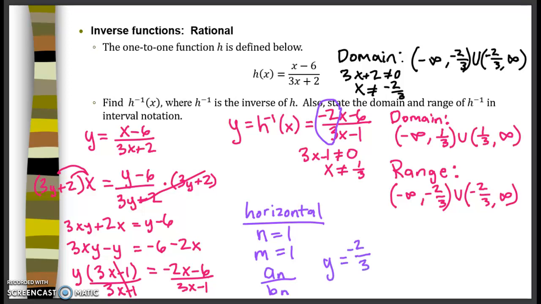So it doesn't, and because my range does not include negative 2/3, guess what? I'm not going to actually cross my horizontal asymptote, and you could do the math to figure that out. Or we could just say, hey, look at the range. It's not going to cross. We're not going to get an output of negative 2/3.